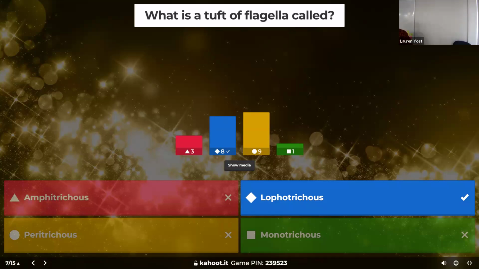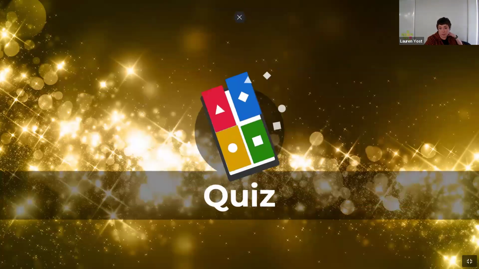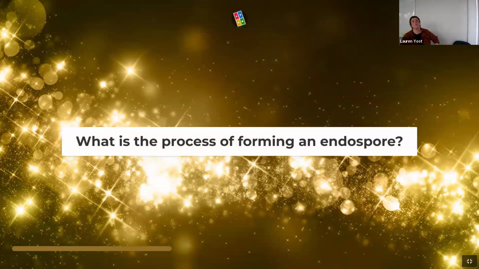You're good. All right, so tuft of flagella, again, this is a flashcard term type of thing, right? Lophotrichous, amphitrichous at each end, peritrichous all around the whole cell, monotrichous, just one flagellum. Those are our 4 terms for our flagella. And if this was your Kahoot quiz that you were presenting, I would expect you to explain the other ones.